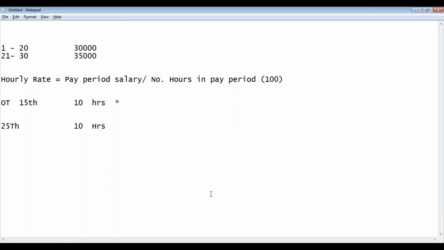Considering the first 15 days, there are no absences, 8 hours a day. Forget about absences; here I'm not discussing absences, I'm discussing overtime. Number of hours divided by 100 hours, you will get the per hour rate.